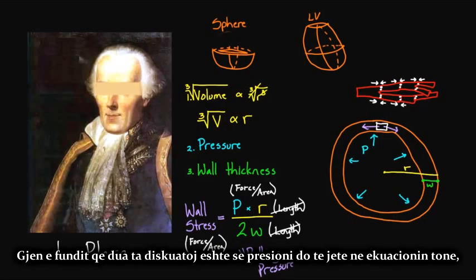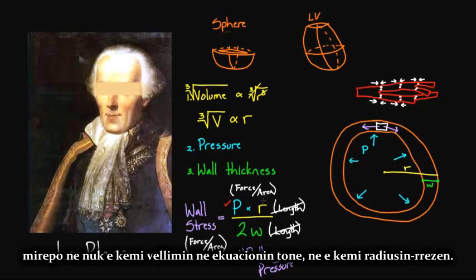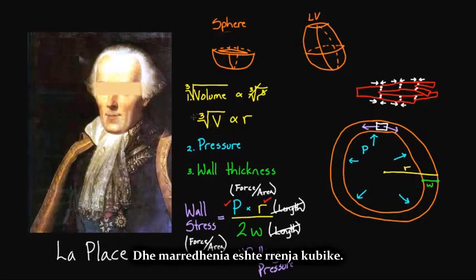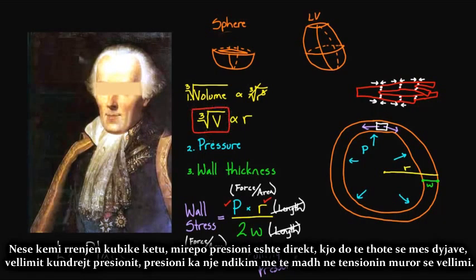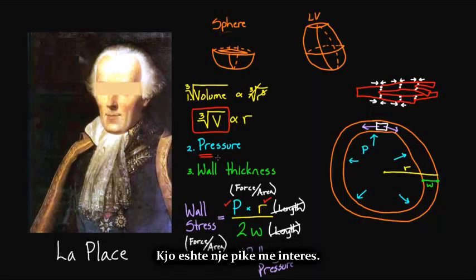Lastly, I want to point out that the pressure is actually going to be in our equation, but we don't really have volume in our equation. We have radius. And the relationship is a cube root, right? So if you have a cube root here, but pressure is direct, then that means that between the two of them, volume versus pressure, pressure has a bigger influence on wall stress than volume does. So that's one interesting point.